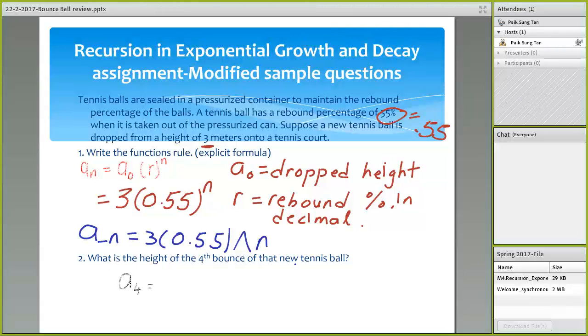Okay, great. Now move to the next question. What is the height of the fourth bounce of the new tennis ball? So fourth bounce means your n is 4. All they want is to see whether you know how to use the function rule that you just created. Your function rule is above, so you just plug in n as 4. This tells you the height of the fourth bounce. Use your calculator.